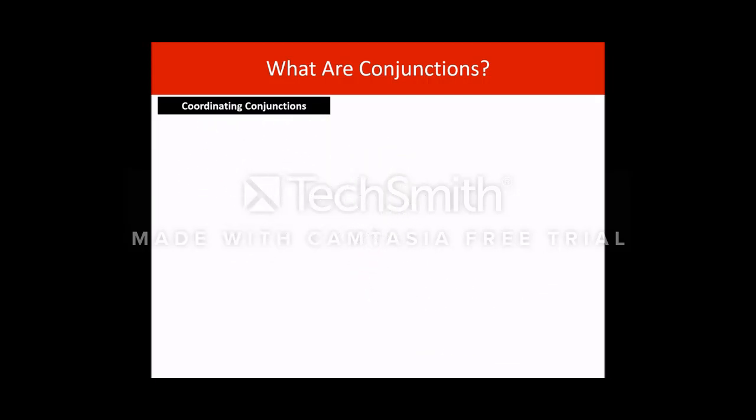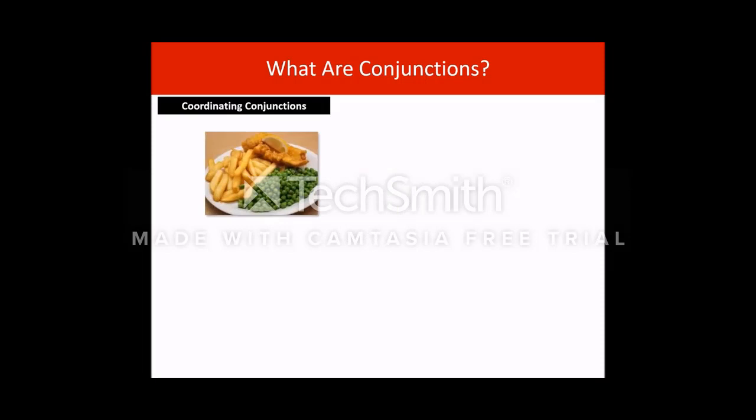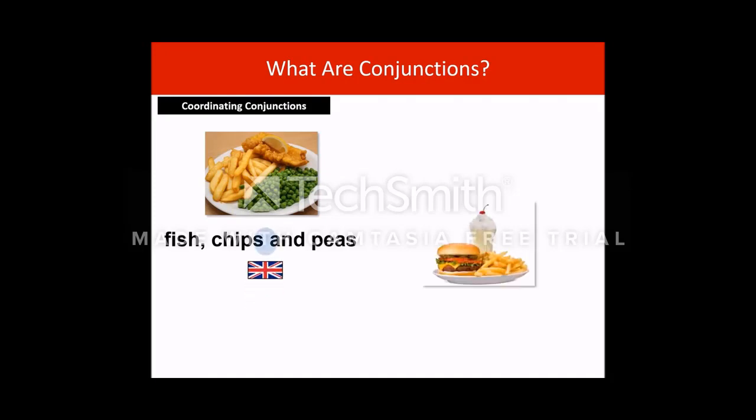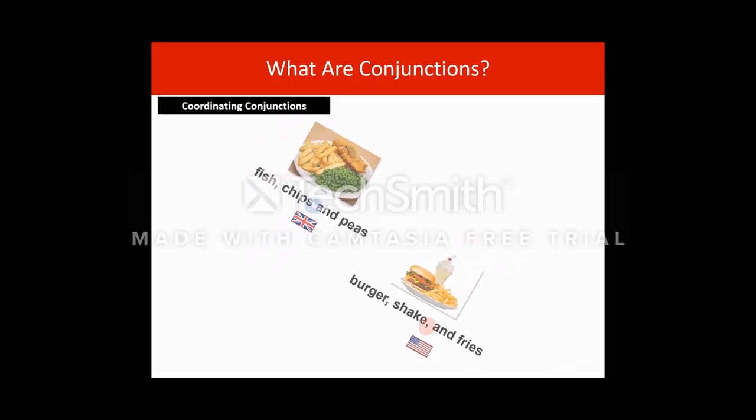Let's just hammer this point. Fish, chips and peas. That is how most Brits would write it. Notice there is no comma. Burger, shake and fries. This is how most Americans would write it. Notice there is a comma. This only applies when a coordinating conjunction is used in a list of 3 or more things. Okay, that's enough about coordinating conjunctions.